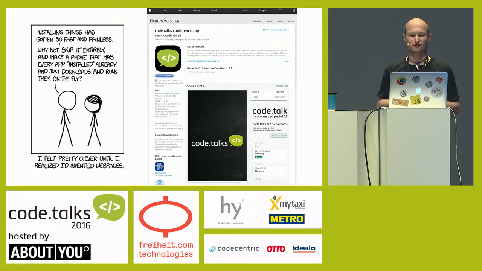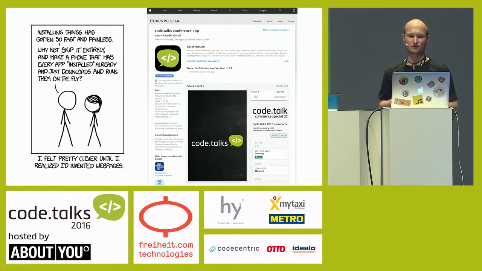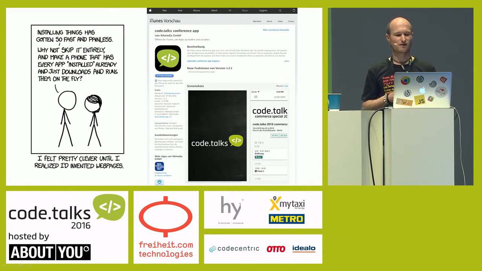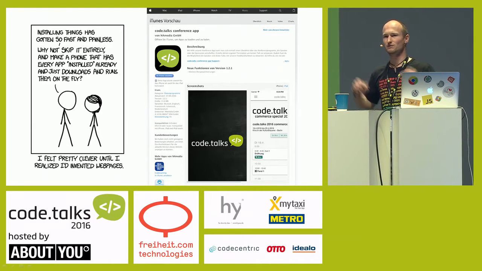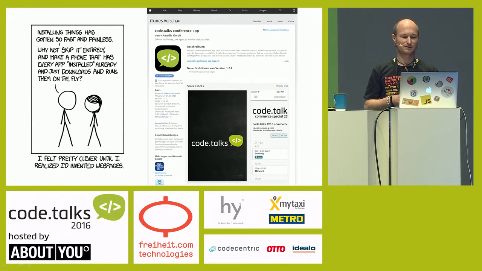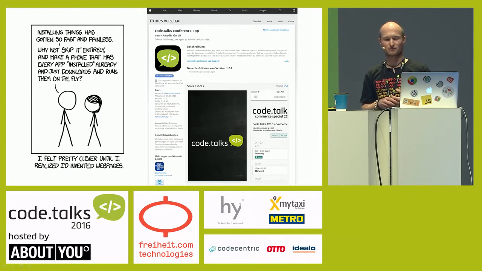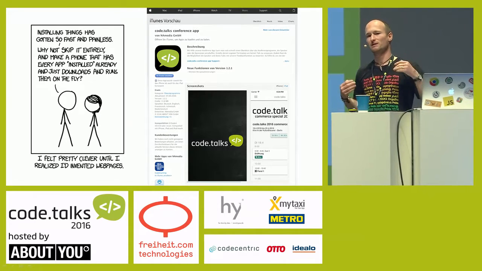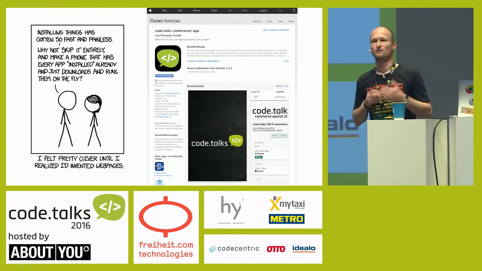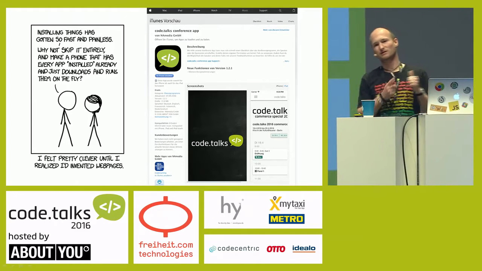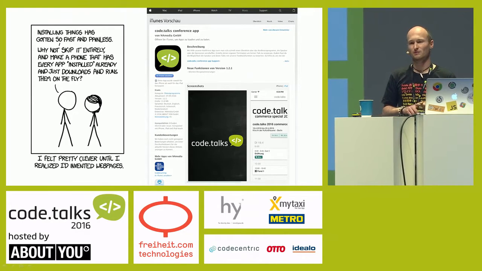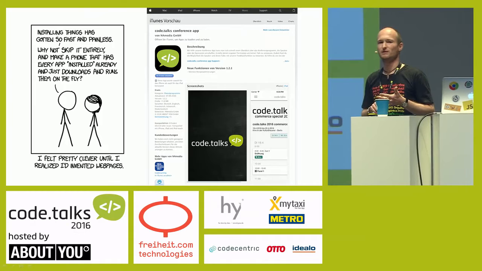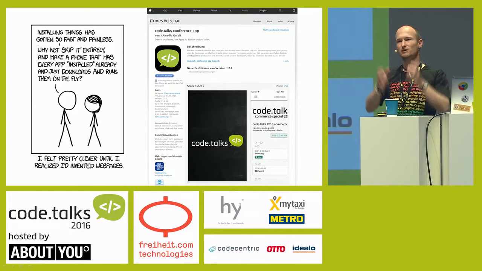One of my favorite XKCDs here: installing things has gotten so fast and painless. Why not skip it entirely and make a phone that has every app installed already and just downloads and runs them on the fly? And then this: oh, I felt pretty clever until I realized I invented web pages. To be fair, web pages were lagging behind native applications for a very long time, simply because they didn't have push notifications. They didn't have offline capabilities. They couldn't access things like the camera. They couldn't get the orientation of the device.